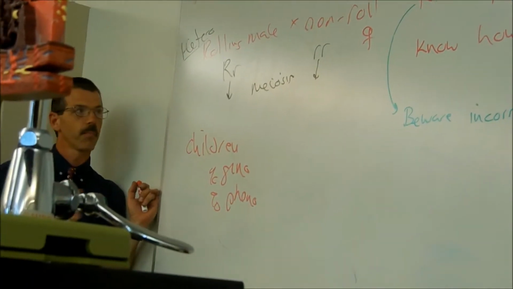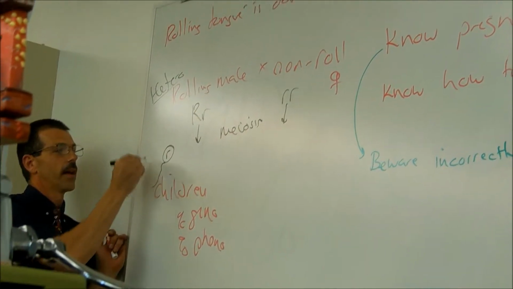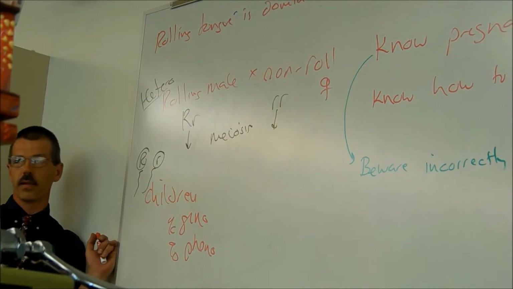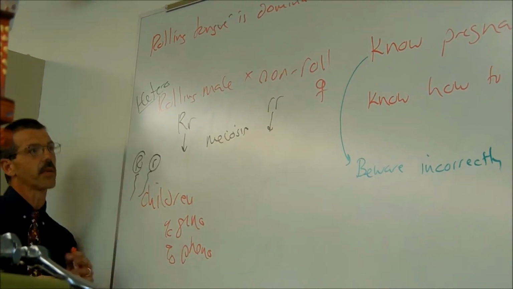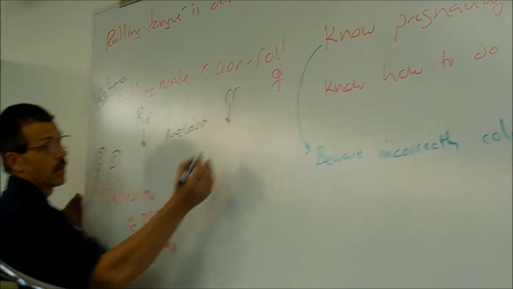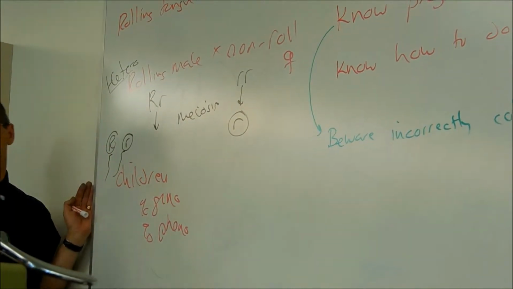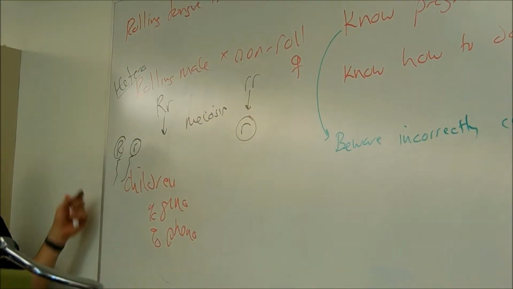So, what kind of sperm can a heterozygous male make? Capital R or... Right. Half will be big R and half will be little r, by meiosis, half the genes at random. How about the girl? All of them are going to be little r's, right? Because it's half meiosis. So the children are going to be what?